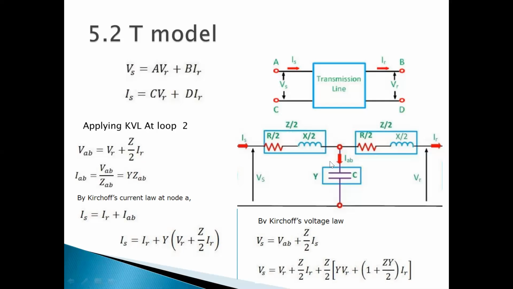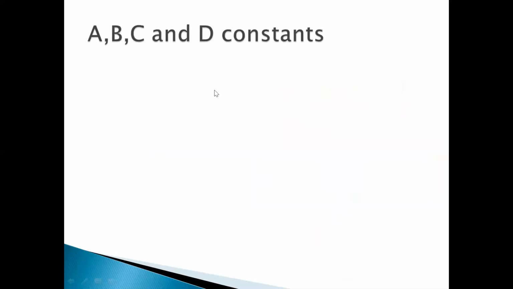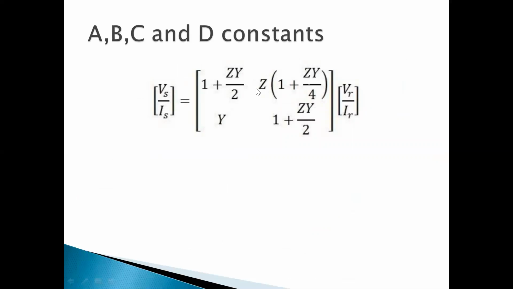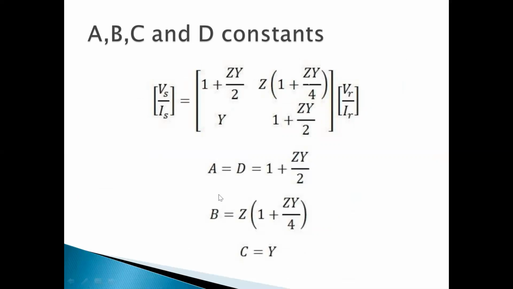So I will compare these two equations. One is derived from the circuit. I compared it with this two-port model. Then I got the constants like this. This is the value of A, B, C, and D. So in case of a medium transmission line, the value of constants A and D is 1 plus Zy divided by 2. Constant B is Z into 1 plus Zy divided by 4, and this is the constant C, and this is the constant D, which is the same. Constants A and D are the same. Okay. So until now, if you have any questions, you can ask, or we move forward.